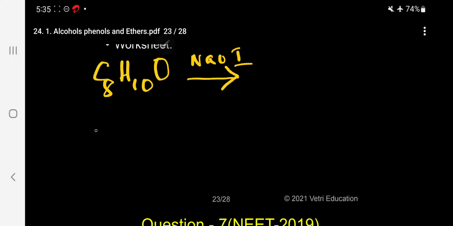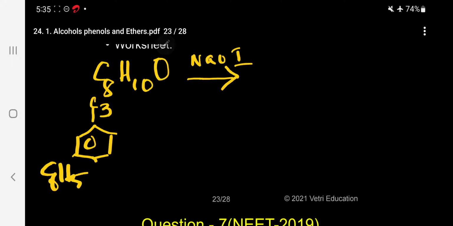So it is aromatic. I will simply put a benzene ring. Benzene ring means C6H5. What is the remaining difference? There are 3 carbon atoms, C3H5O. So this is the substituent present. This benzene ring is substituted with C3H5O. For this we can write 2 possible structures. This is the trick.